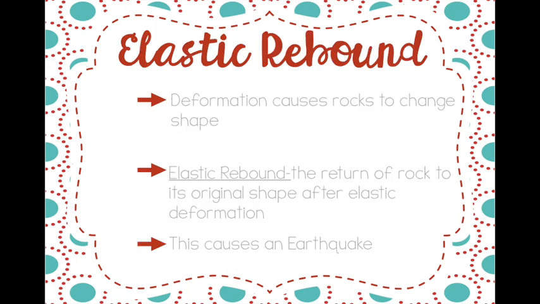Elastic rebound is what causes an earthquake. Deformation, like we talked about with the spaghetti noodle, causes those rocks to bend or to change in shape. Elastic rebound is the return of rock to its original shape after elastic deformation. So deformation causes the rocks to bend. Elastic rebound is when they return to their natural shape. That causes an earthquake.